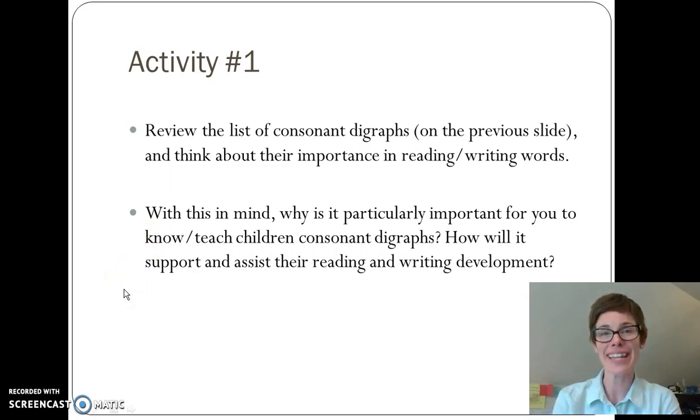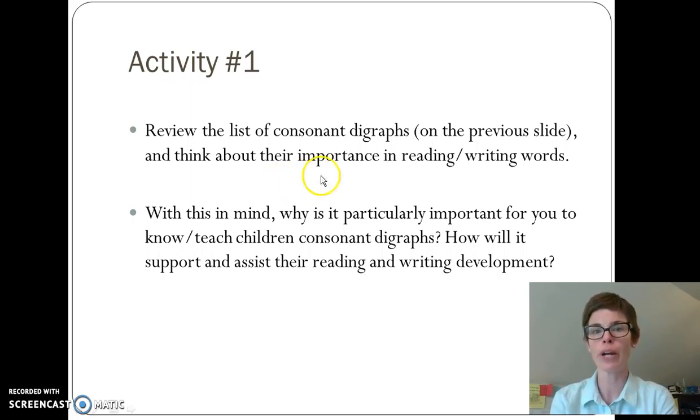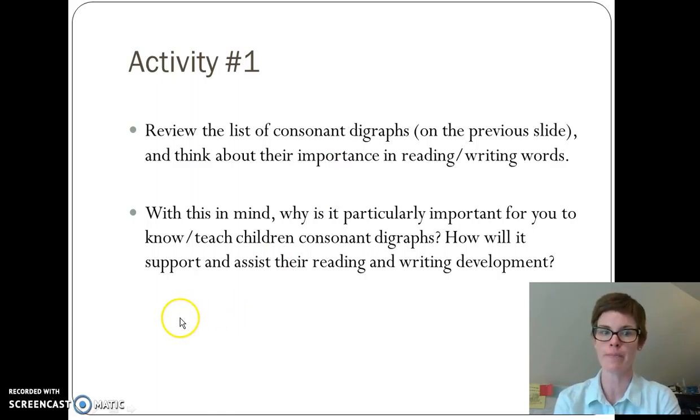You only have one activity for this week. I want you to think about those consonant digraphs on the previous slide, or you could go to your text for this week where you read about these digraphs. And think about how important they are in learning how to read and write words. So with this in mind, why is it really important for you to know and then teach children consonant digraphs? How will it support and assist their reading and writing development? Why do you need to teach this? After you do that activity, come on back and we'll review on the last slide.